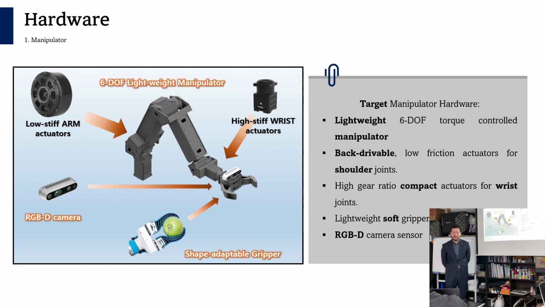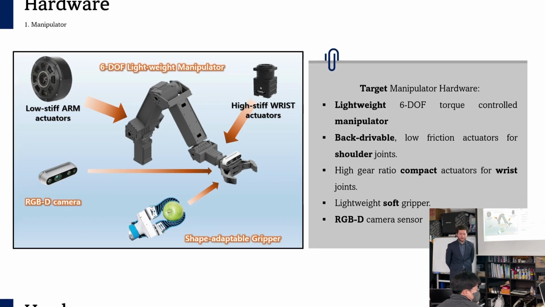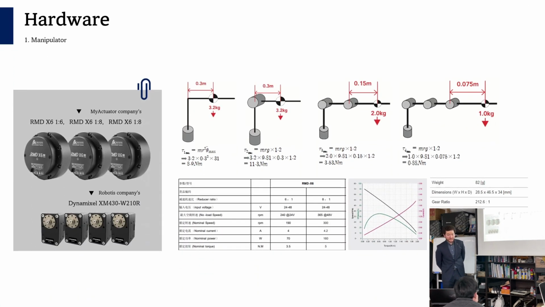Now I'm ready to present the hardware. My target is to develop a lightweight manipulator with a back-drivable shoulder and compact wrist joints, and also a soft gripper with a depth camera. My choice of actuators for the shoulder joints are the actuator company's R&D X series actuators. For the wrist joints and gripper, I used the robotics company's Dynamixel XM430 series servo motor actuators.